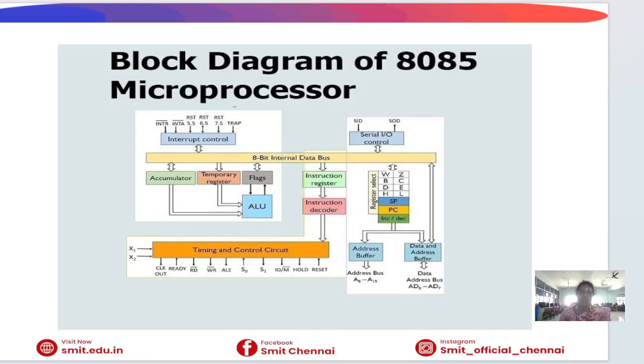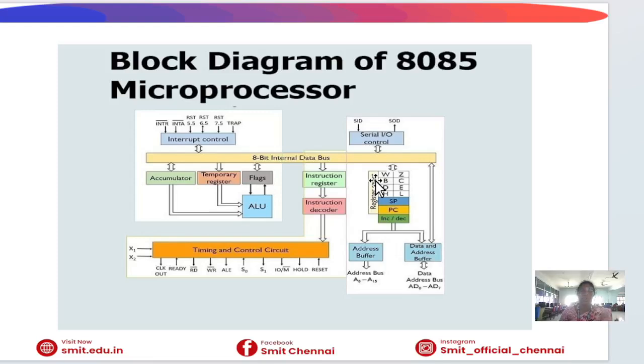This is the block diagram. Observe the block diagram carefully. It shows how different components communicate with the processor. The processor acts as the central unit, and it exchanges information with memory and input-output devices. First, we give input to the CPU. Then the CPU processes it and gives the output.